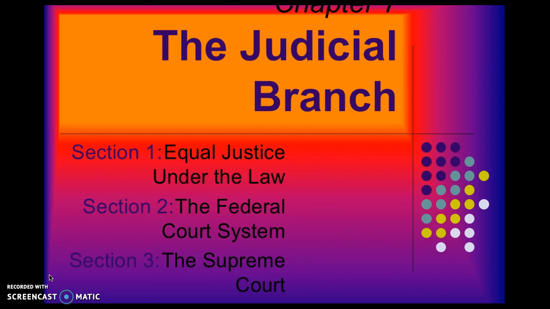You can see there are 3 sections in this, so it's not going to take us very long to get through this chapter. The first section is equal justice under the law. Section 2, we're going to look at the federal court system. And then finally in Section 3, we're going to look at the Supreme Court.